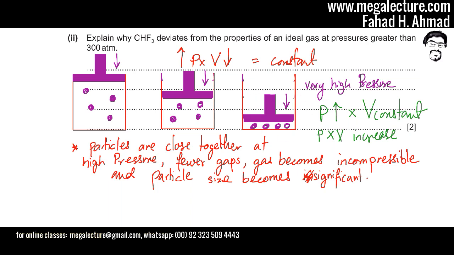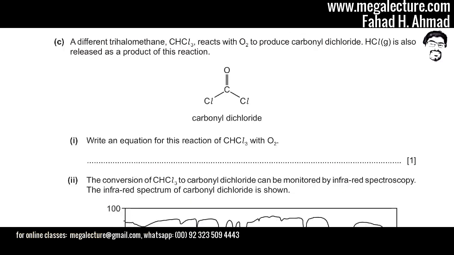that the gas occupies. In part C of the question, you're given that different trihalomethanes react with O2 to produce carbonyl dichloride. And this is given over here. HCl is also released as a product of this reaction. Write an equation for this reaction of CHCl3 with O2. So this over here is the equation that I've written. It's CHCl3 plus half O2 reacting to produce carbonyl dichloride, which is this, and an HCl molecule.